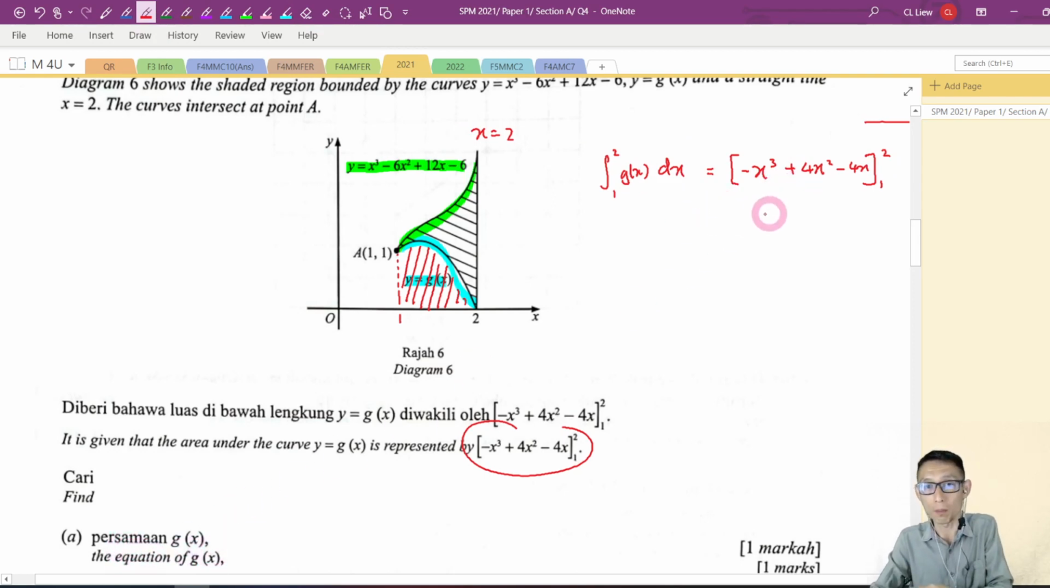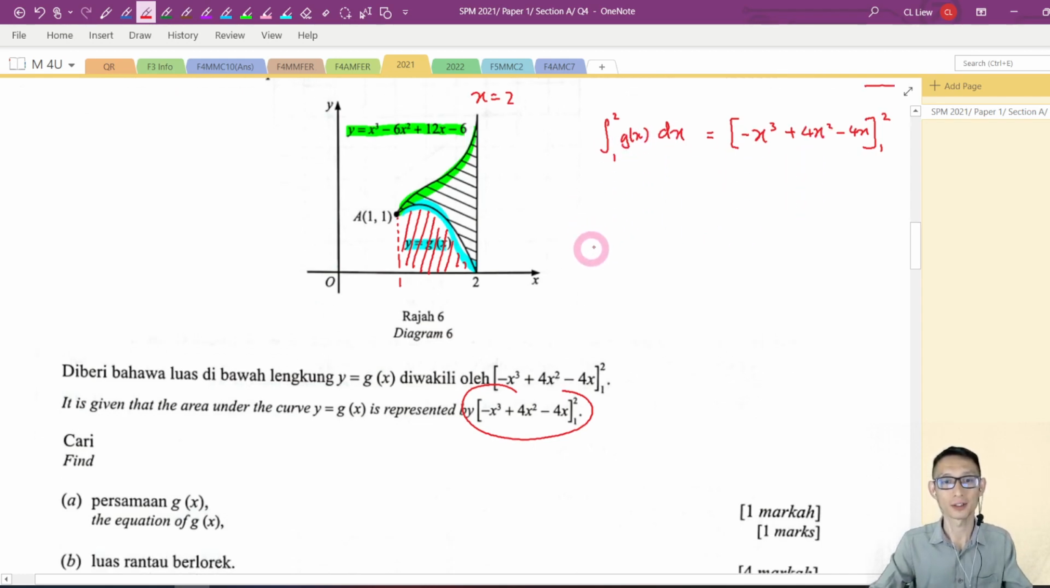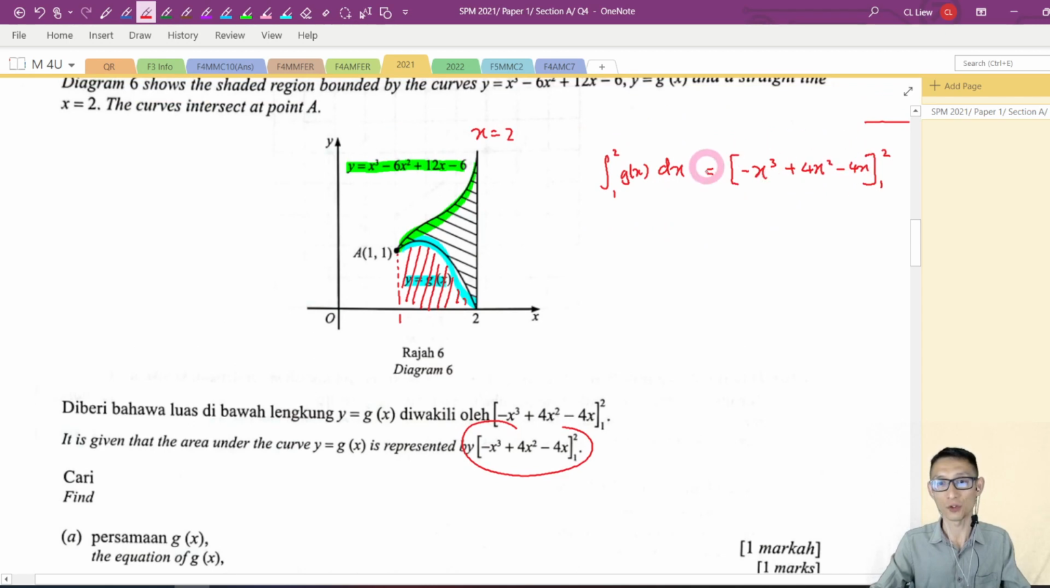So I'm going to go backward. From here, to here is integration. What do I need to do to get back this? So I'm going to differentiate it, right? So what I'm going to do is differentiate this one.